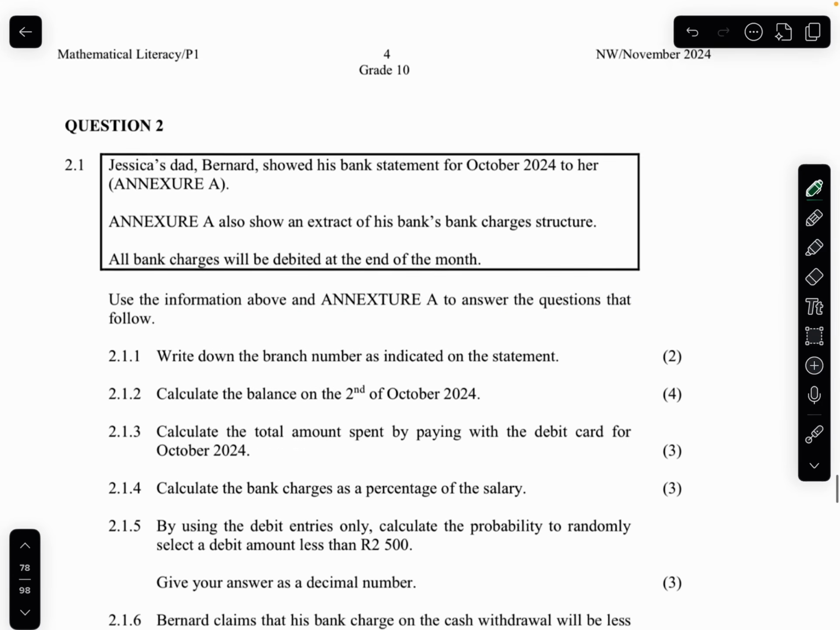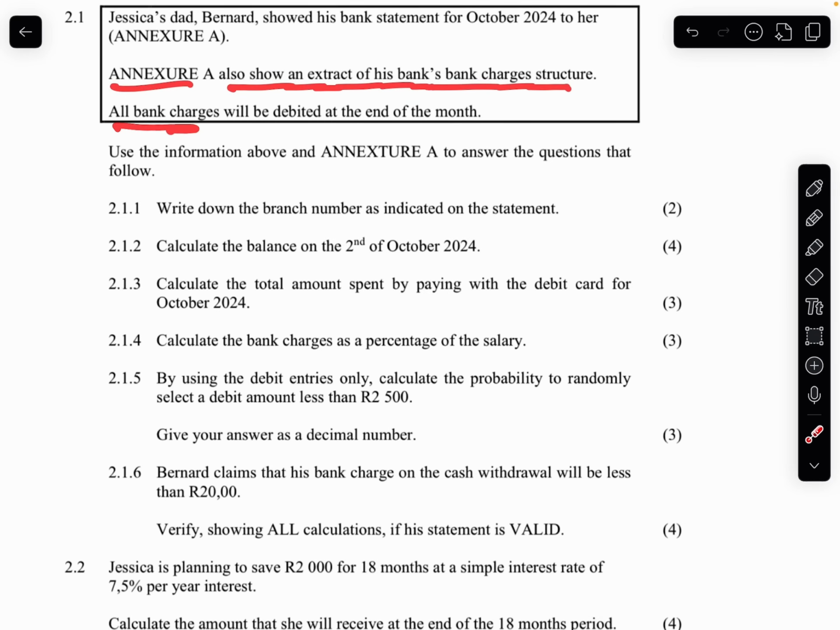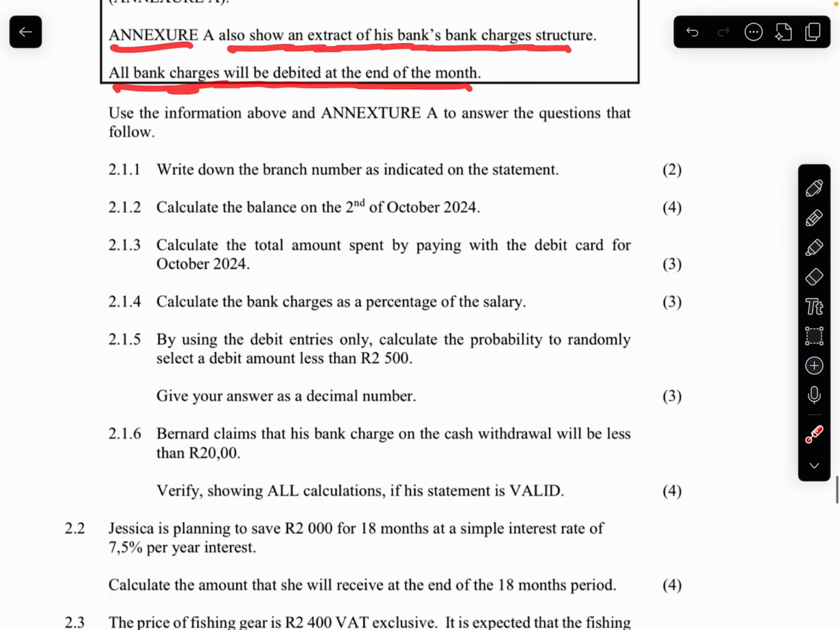Okay, let's go to question number two. Question number two, guys, it has an annexure. It says Jessica's dad, Bernard, showed his bank statement for October 2024 to her. Now, annexure A is also shown an extract of his bank charges structure. So, guys, it says all bank charges will be debited at the month end.